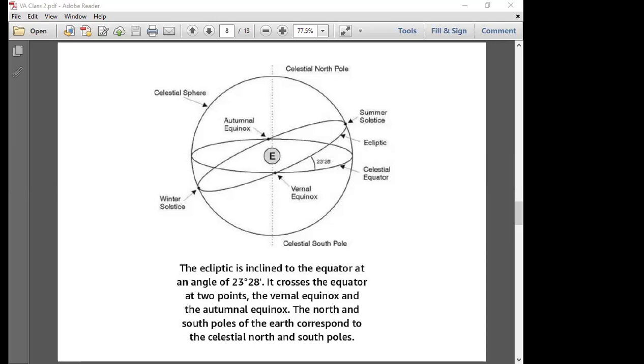Group B will be Vrishabha, Simha, Vrishchika, and Kumbha, that means Taurus, Leo, Scorpio, and Aquarius. Group C will comprise Gemini, Cancer, Sagittarius, and Capricorn. These are the 3 groups that can be classified according to the rising time of the signs.